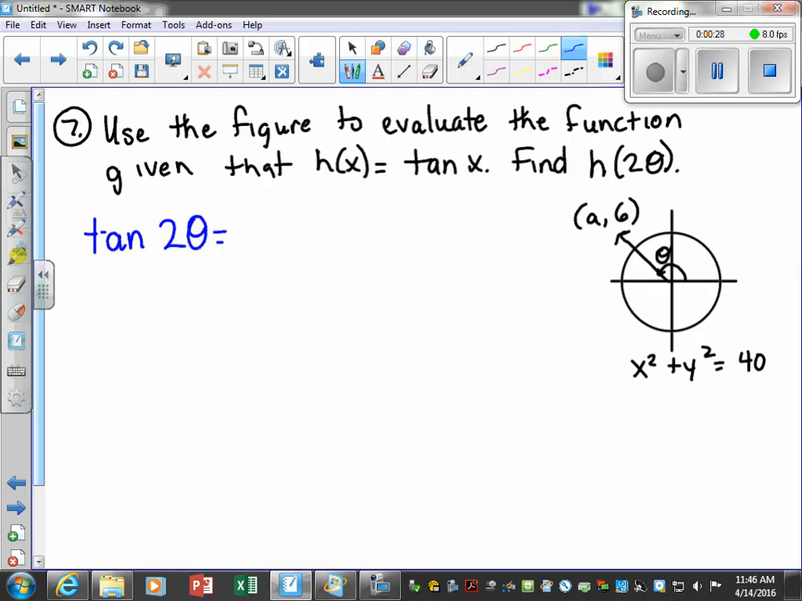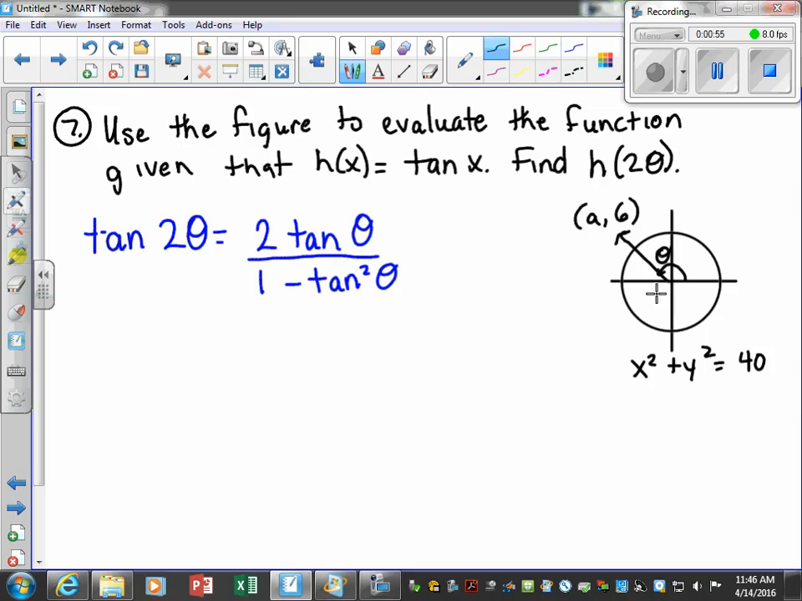Which, before I even start anything else, I'm going to go pull my formula. So 2 tan theta divided by 1 minus tangent squared theta. Okay, so that's what I'm going to be working with. I'm obviously going to need to know the tangent of theta value to calculate this formula. So I need to go do some background work to be able to figure that out.